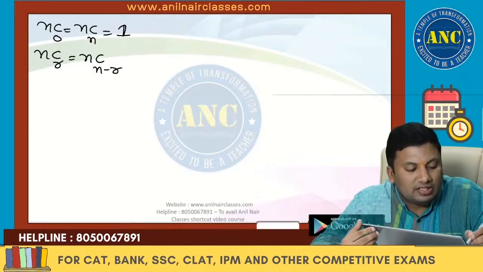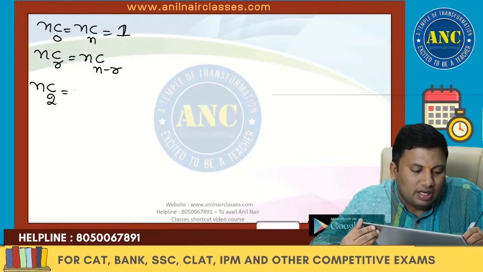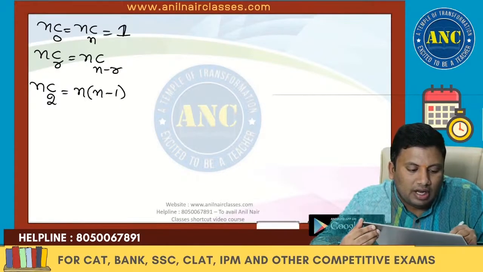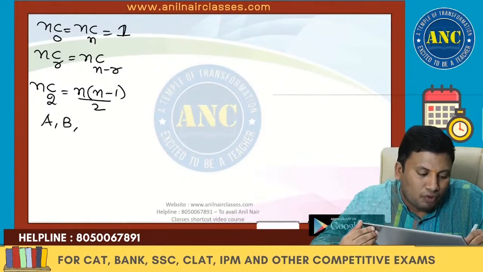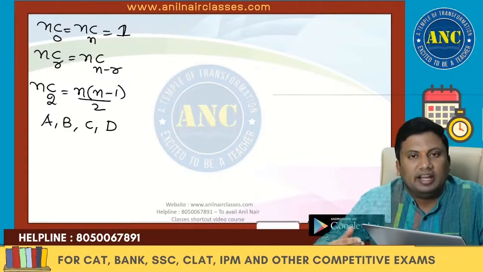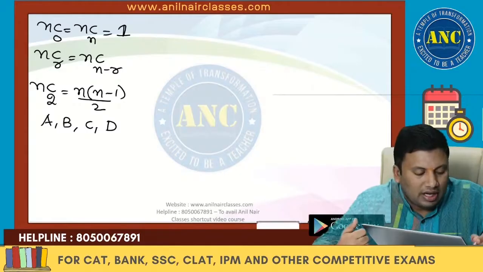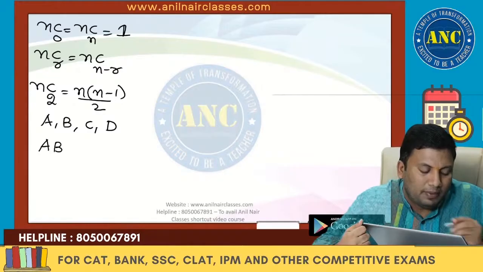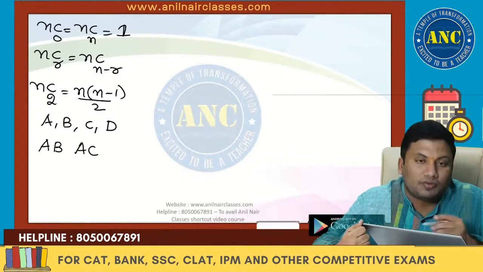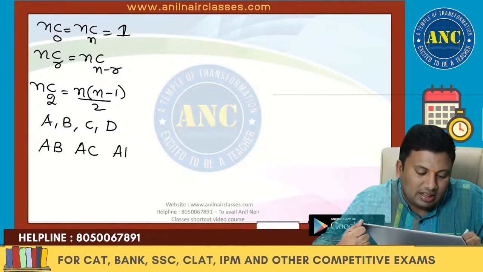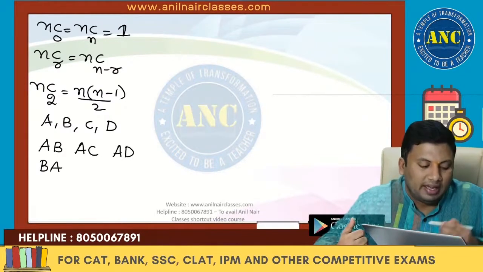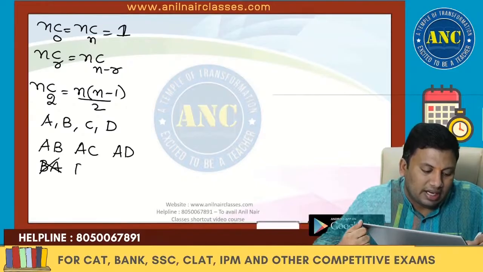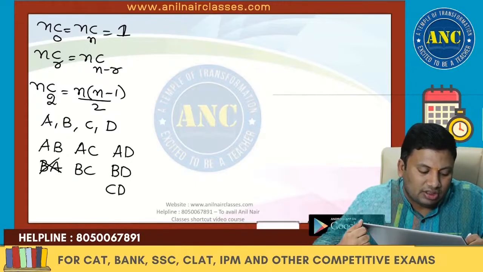Now, nC2 is given by n into n minus 1 by 2. Why is it? Suppose there are 4 items A, B, C, D. I need to select 2. If I select A, then it could be B. If I select A, then it will be C. If I select A, this will be D. If I select B, then BA, AB is already taken. BC, then BD, then CD.